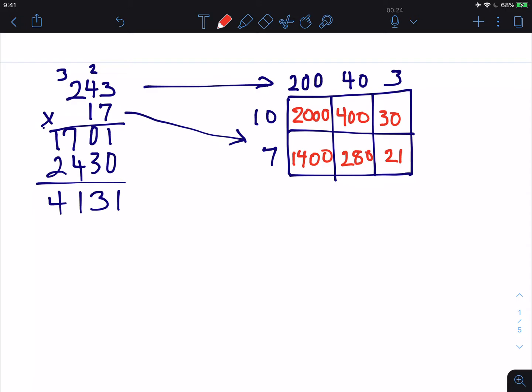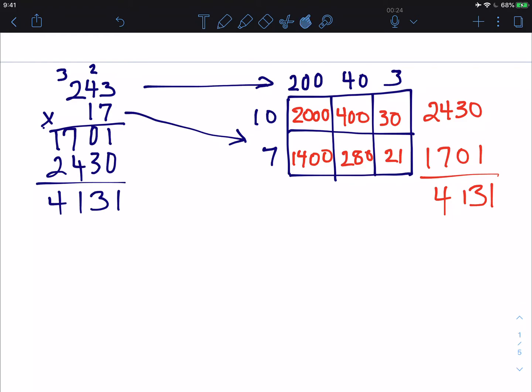And then you can do a couple of things here. You can add this way. So this would be 2,430. I can't do this one in my head. Let's do it this way. Well, 1,400, 1,600, 1,680, 1,700. I think it's 1,701. And then your product is 4,131. Either of those ways works to multiply.